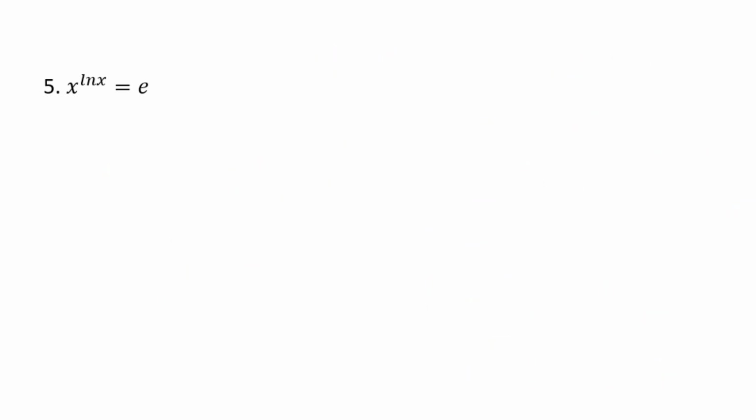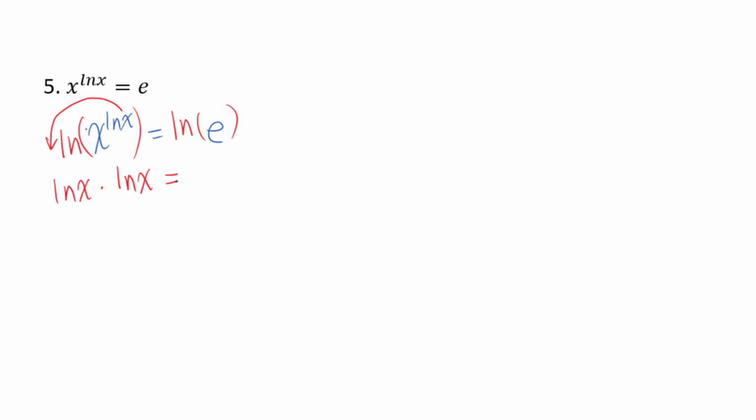Let's go to number 5. x to the natural log of x power equals e. First of all, we will take a natural log of both sides. This natural log of x as an exponent, we will drop down. Get natural log of x times natural log of x equals natural log of e, which equals 1. So we get natural log of x squared equals 1. Square root both sides. We will get natural log of x equals plus or minus 1.